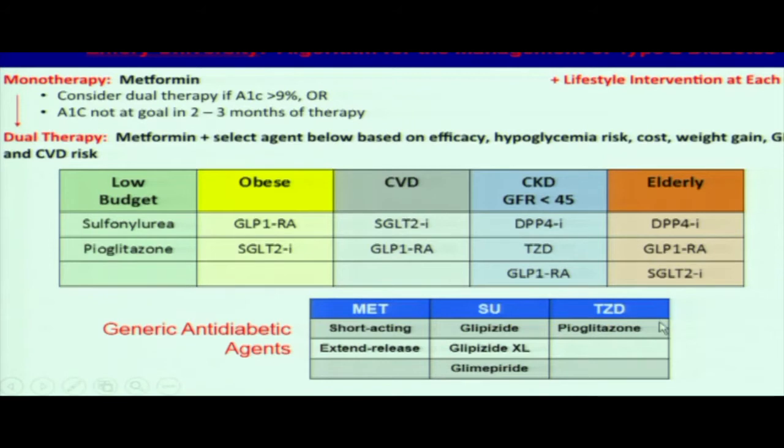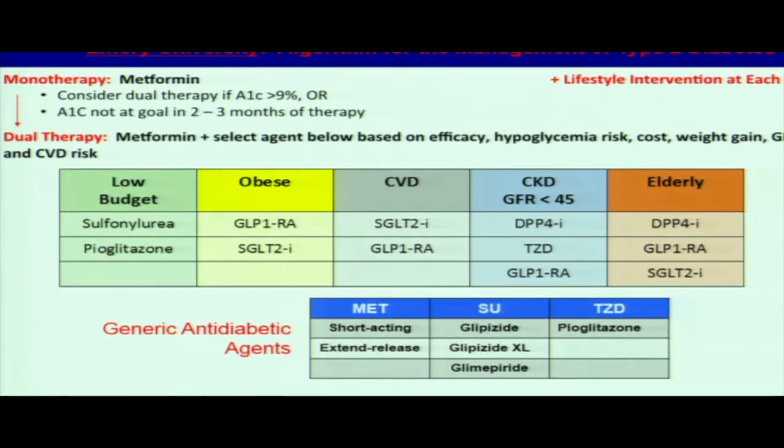And you have pioglitazone, Actos, that the dose goes from 15. 1 out of 3 patients in the United States 15 years ago was on this medicine. Now it's 4%, because of the high risk associated with weight gain and side effects.